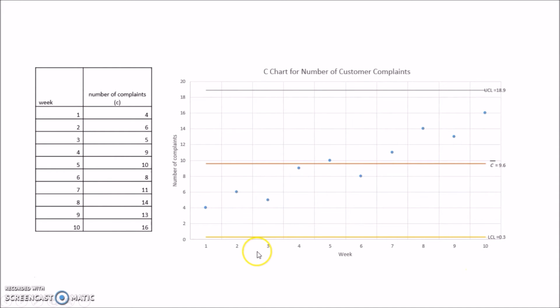Next, we want to plot our points. So how you plot your points on the graph is like this. For week 1, we had 4 complaints. So you look on your graph here, in week 1, we had 4 complaints, you put that point there. In week 2, we had 6 complaints. So week 2, 6 complaints, put that point there. And you continue along in this same fashion, and you should end up with this scatter of points as I have here.